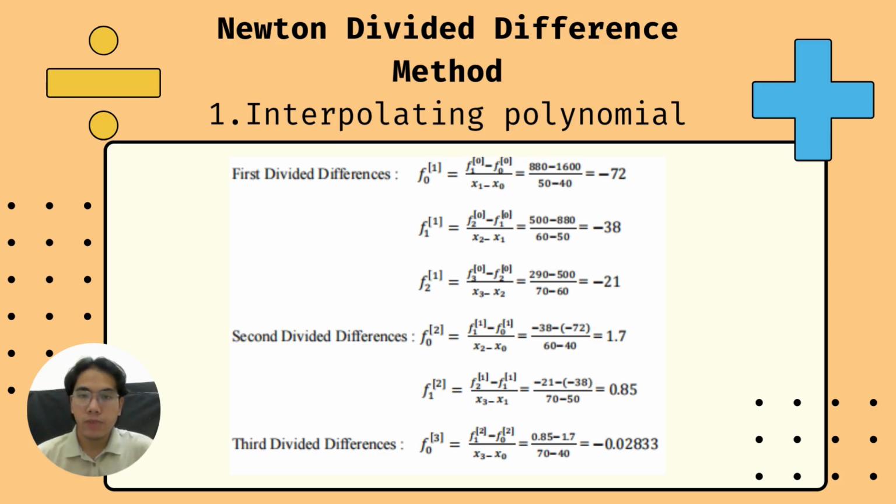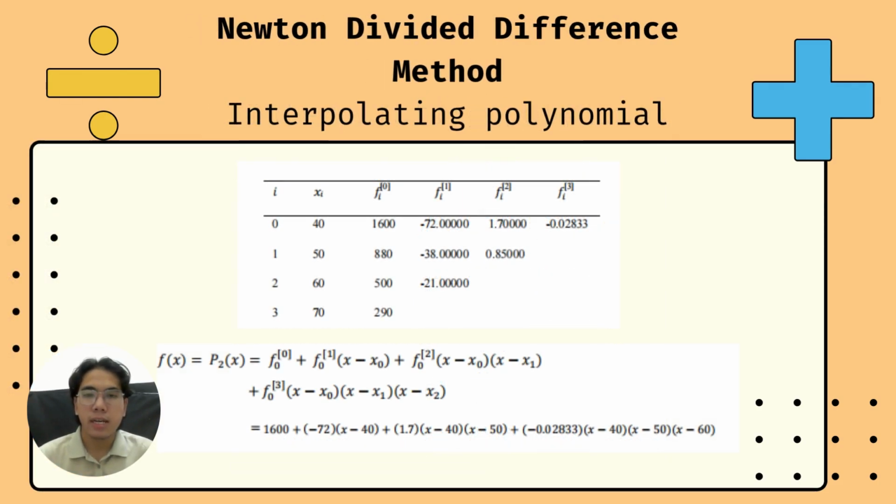So for the first divided differences, we got f01 is negative 72, f11 is negative 38, and f21 we got negative 21. For the second divided differences, we got f02 is 1.7, f12 is 0.85, and for the last divided difference, which is the third one, f03 is negative 0.02833.